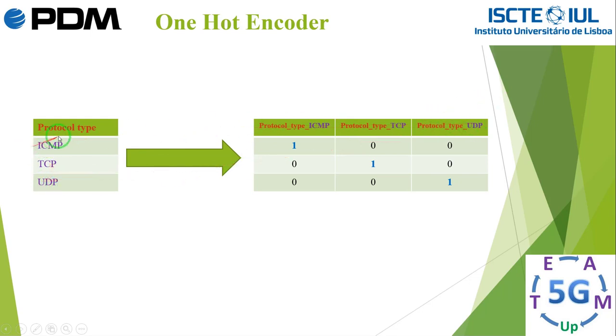For each sample where the value of the protocol type is equal to ICMP, we put 1 for the ICMP and we put 0 for the rest. And if the value of protocol type is TCP, we put 1 for TCP and 0 for the rest. And it's the same for UDP. In each row, only one of them is equal to 1 and the rest are equal to 0.